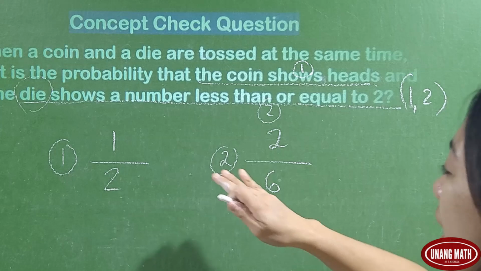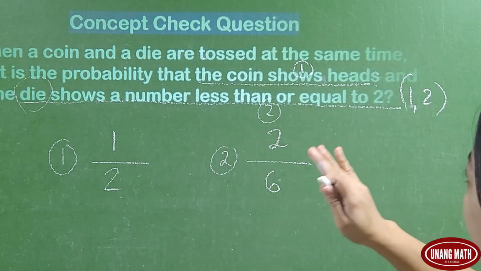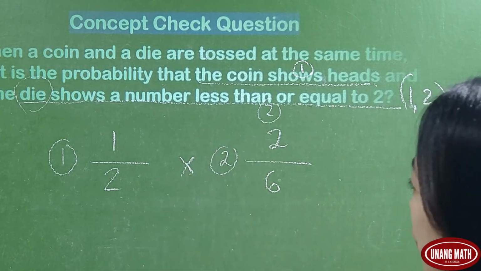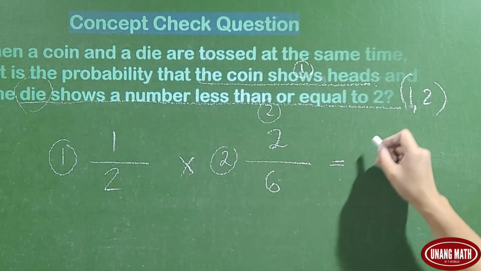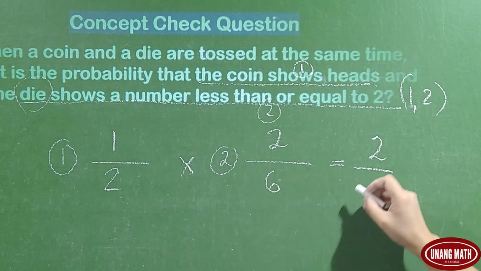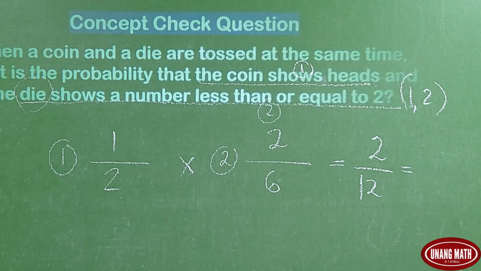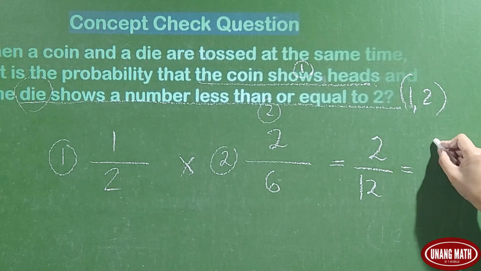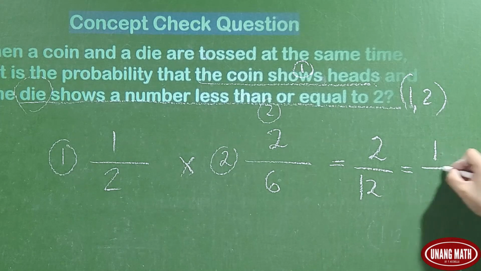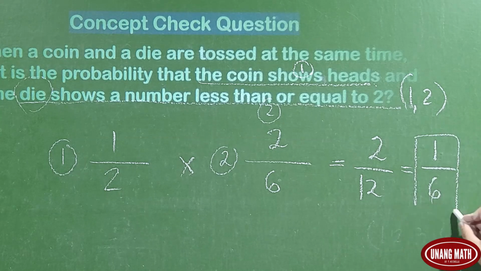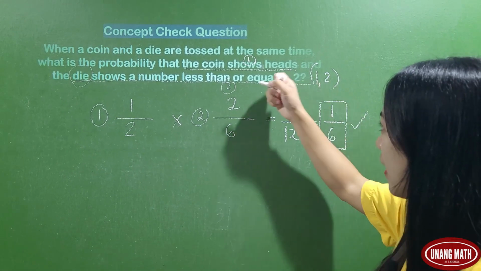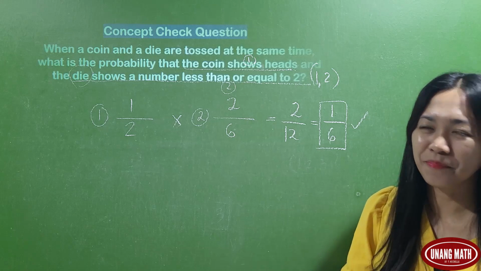And since this and this happen at the same time, we have to multiply. So this is now equal to 2 over 12, or if we simplify, this is equal to 1 over 6. So this is our probability for this problem.